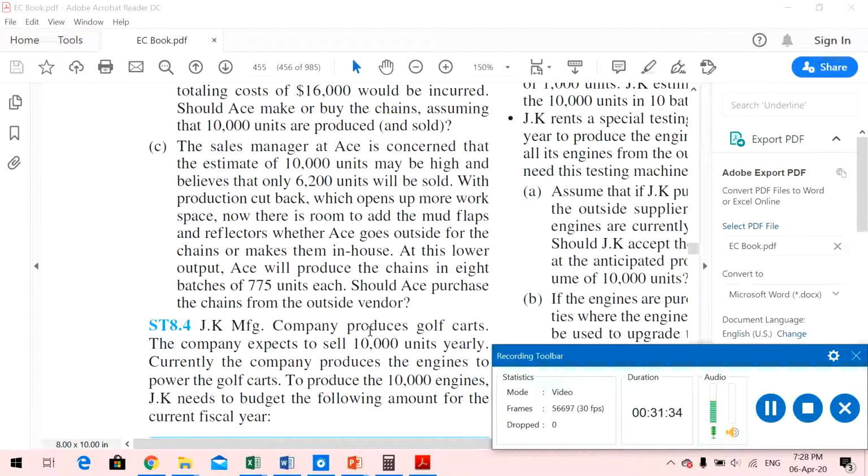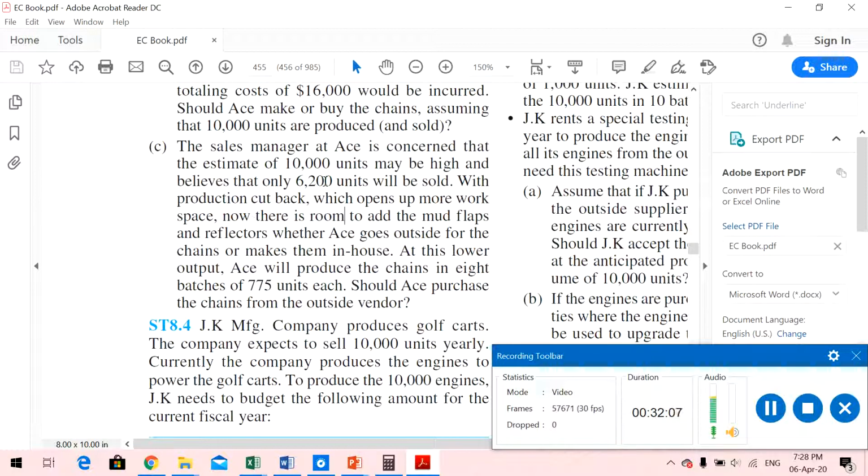Just coming back to part C. The sales manager is concerned that the estimate of 10,000 units may be high and believes that only 6,200 units will be sold. So the managers think that what we have used in the original table, 10,000, is a very high number, and we can only sell and produce 6,200 units.